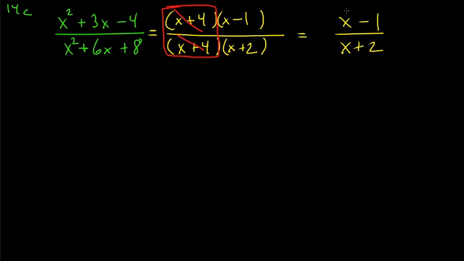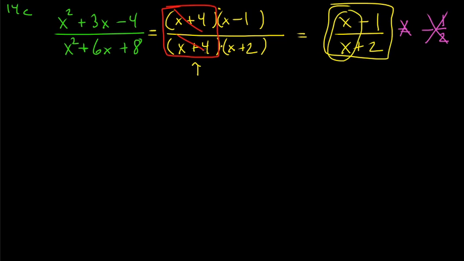And don't cancel the x's because they're not factors. So if you write an answer of -1/2, it's wrong. Don't do that. Your final answer should be x minus 1 over x plus 2. Again, you can cancel factors like x plus 4 because you're multiplying here, but you cannot cancel terms. You cannot cancel things you're adding or subtracting.